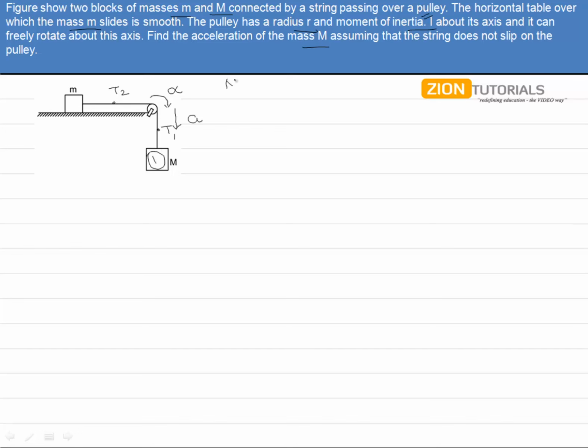for which we can say the downward force Mg minus T1 equals mass into acceleration, marking it as equation number 1. Let us frame the equation for block 2, for which we can write down T2 equals mass into acceleration, marking it as equation number 2.